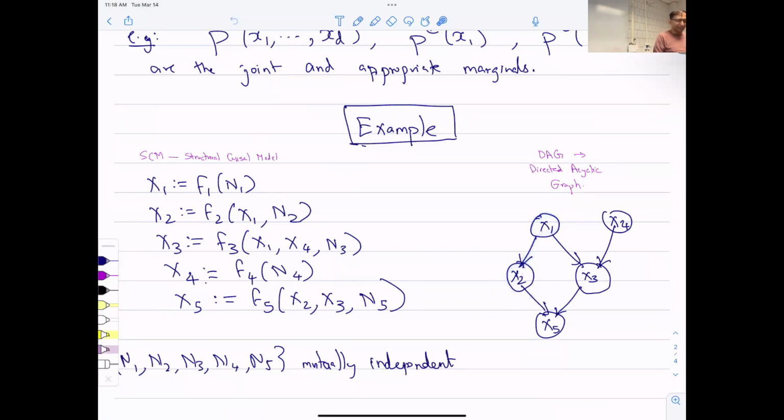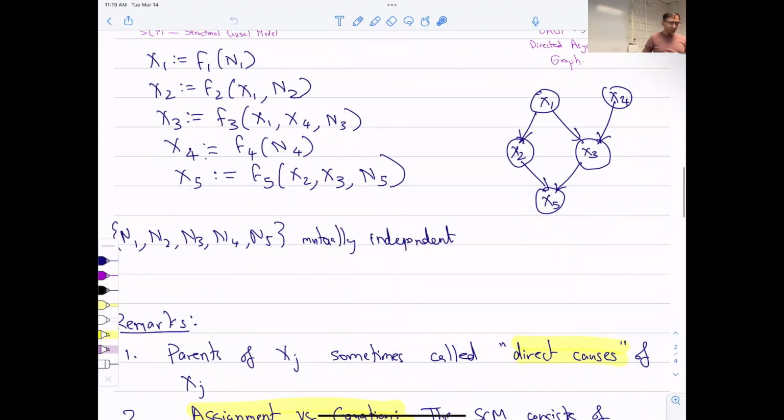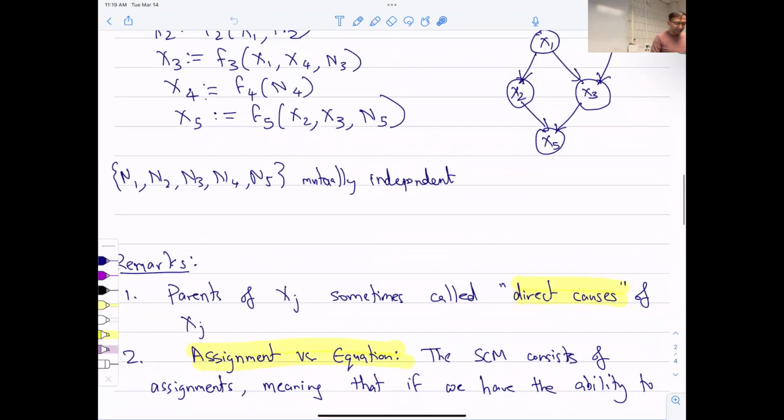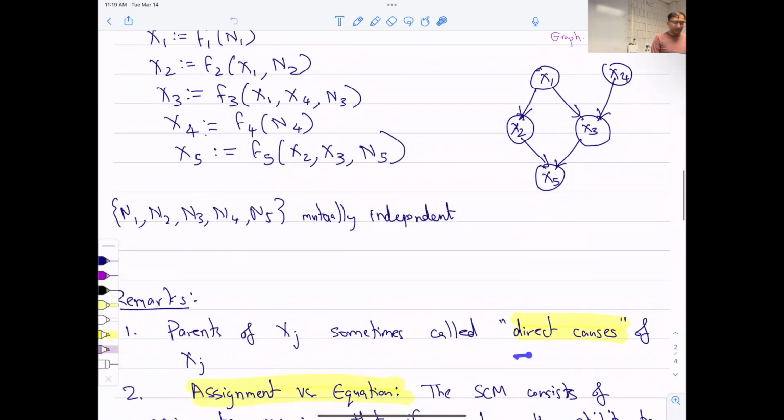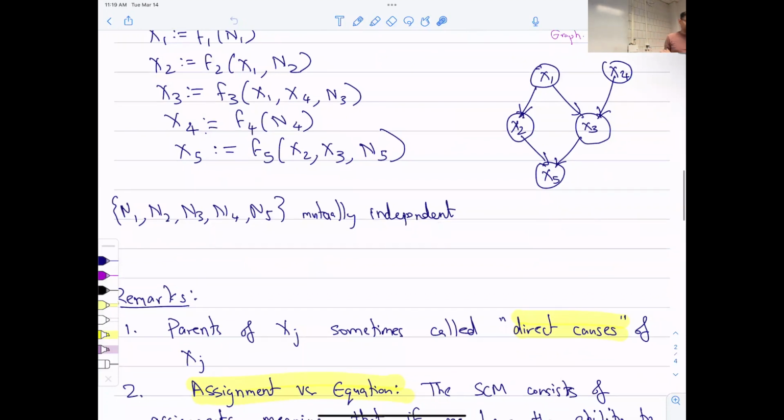So essentially, I'm constructing a joint distribution by just going down this. Then X4 is an independent one, N4. Then X3 is a function of X1, X4, and N3. So given I know these things, I can find the conditional distribution. X5 is a function of X2, X3, and N5. So given this, I can construct this graph, and it also gives a joint distribution. In terms of language, the parents sometimes are called direct causes. If you look at the causality language, that word is also used.